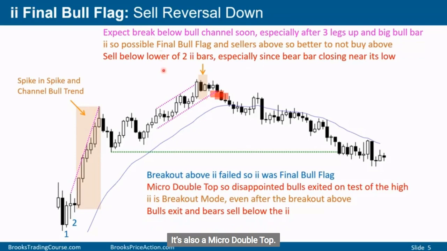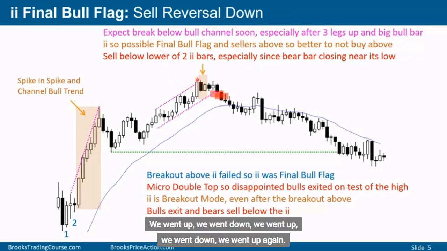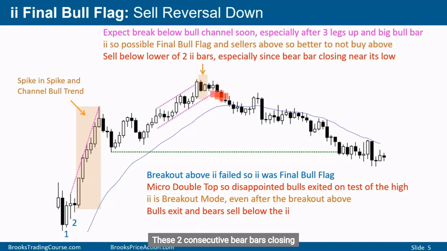It's also a micro double top. It's a micro triple top. We went up, we went down, we went up, we went down, we went up again. I would call it a micro double top with this high and that high. I think this tail is caused by the bulls who bought here being disappointed by these bear bars and getting out around break even, and bears expecting the bulls to give up, and the bears placed limit orders to sell above that bear bar or around that close. And these two consecutive bear bars closing near their lows represent the final bulls giving up.